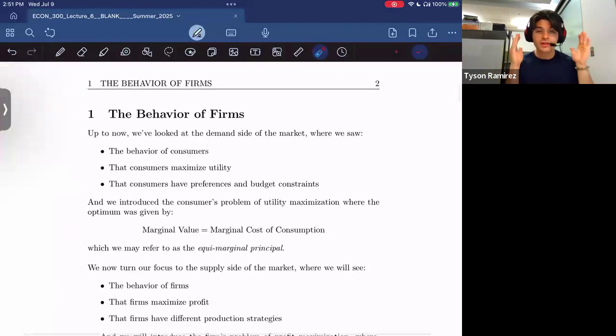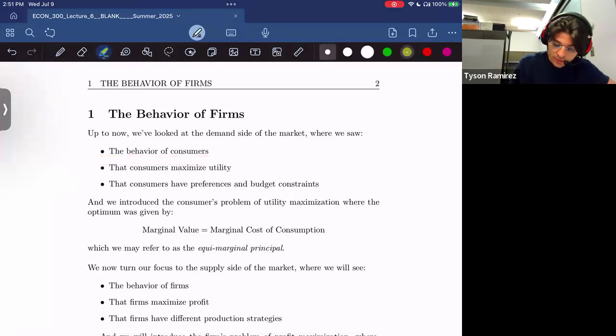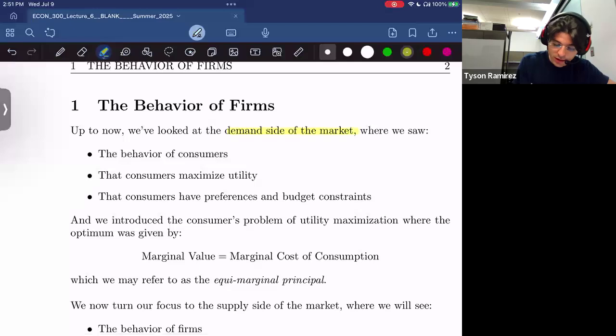So up to now, we've been focused on the demand side of things. We've been working with consumers, and how we get the demand side of the market. We saw the behavior of consumers, and specifically, we saw that consumers maximize utility. All right, the utility maximization problem, or the constrained consumer's problem. And what did we need to consider with that? Well, we needed to consider consumers' preferences and budget constraints. All of these things compose the consumer's problem.